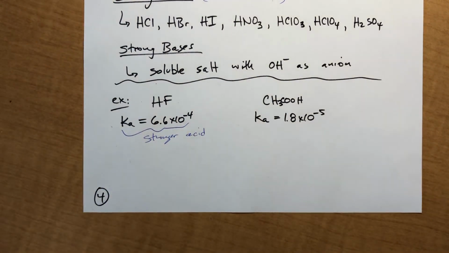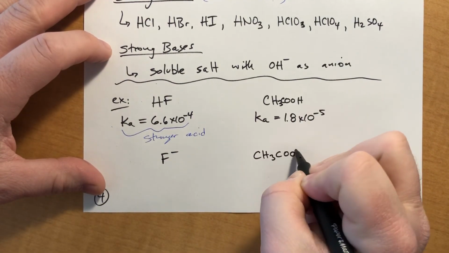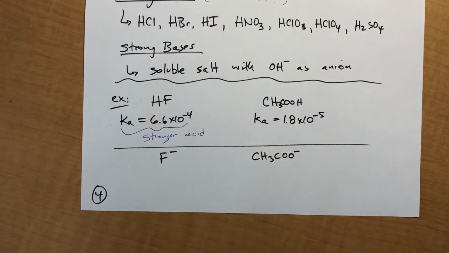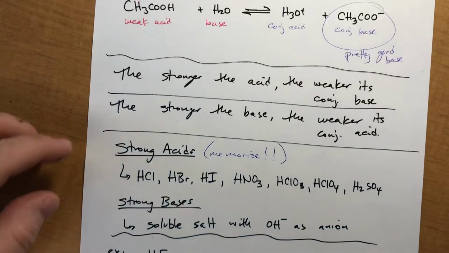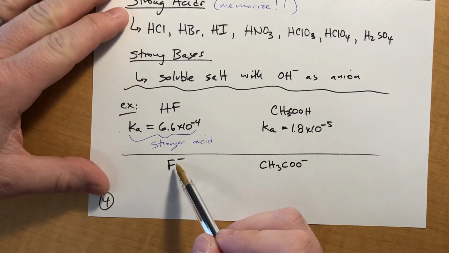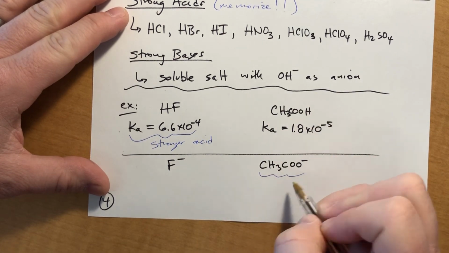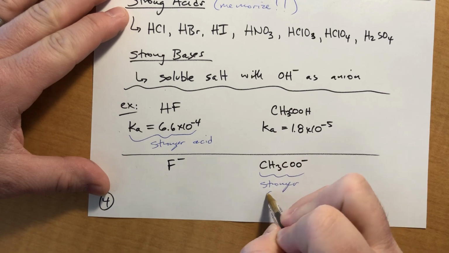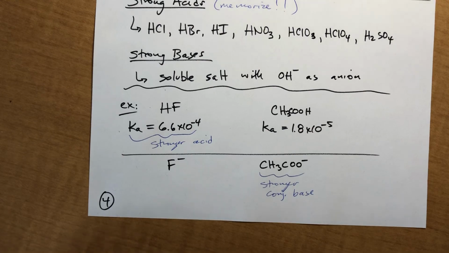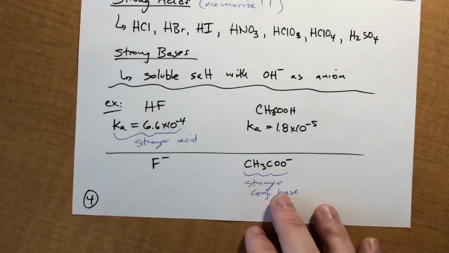Let's try this. F minus versus CH3COO minus. Which one is the stronger base? Well, we said the stronger the acid, the weaker its conjugate base. So because this is the stronger acid, F minus is its conjugate base, this is going to be the weaker base. So because this is the weaker acid, this will be the stronger conjugate base. A little weird, but we did technically address all these things. All right, thanks.